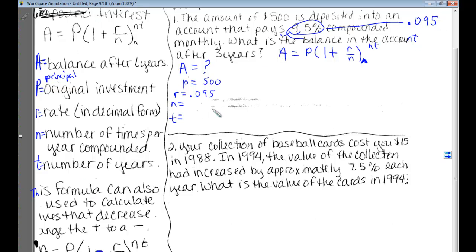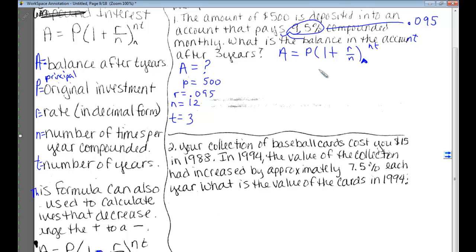N is the number of times per year compounded. We are compounding monthly. That means 12 times per year. T is the balance in the account after how many years? In this case, 3.